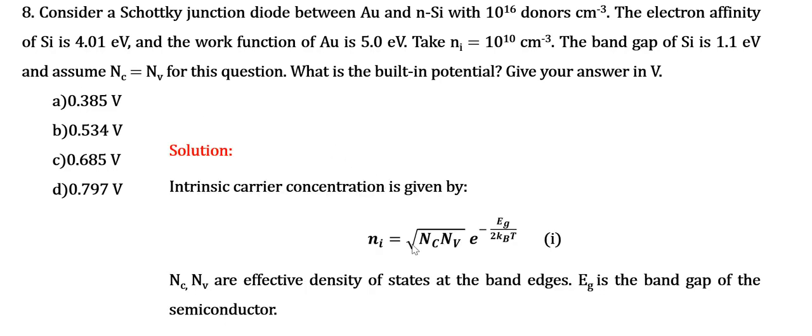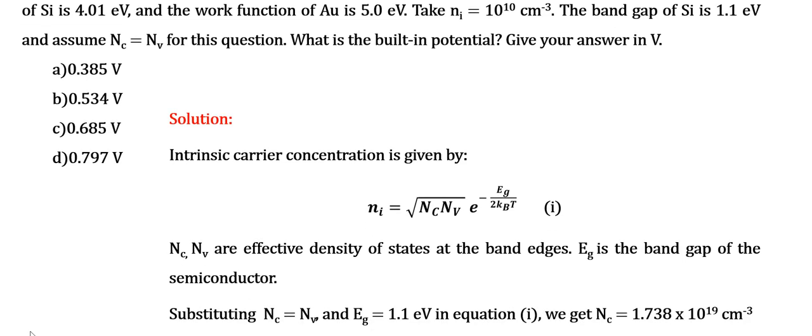Initially you have the intrinsic carrier concentration given by Ni is equal to root of Nc Nv e power minus Eg by 2kT. And Nc is equal to Nv is already given to you. Then you have to substitute Nc is equal to Nv and Eg is equal to 1.1 for silicon. Finally you will get the Nc value as 1.78 into 10 to the power minus 19. Once you get Nc, we mean that we also have the Nv value.